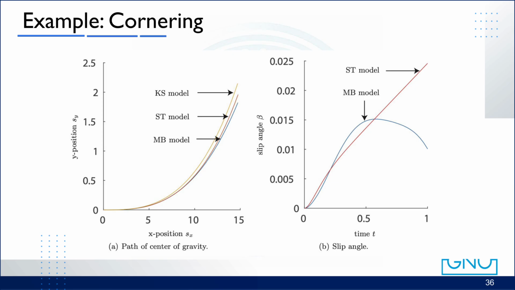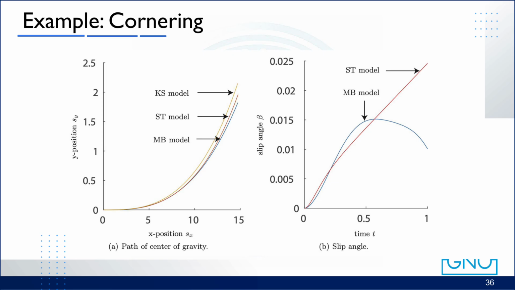This happens because the simplified model does not capture tire lateral forces or inertial effects. The graph on the right shows how the slip angle beta evolves over time. In the single-track model, the slip angle increases almost linearly, while in the multi-body model, it first increases, then reaches a maximum, and finally decreases slightly. This is due to load transfer and tire saturation effects, which create a nonlinear response.